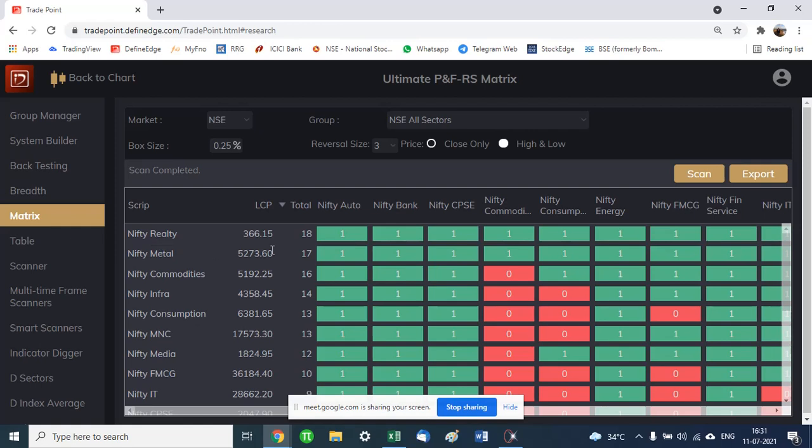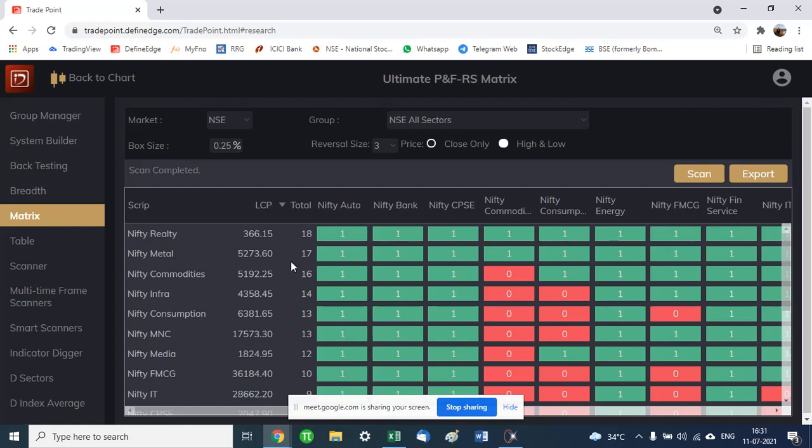So Nifty Realty, if it is stronger than auto, then it will show a 1 over here. If it is weaker than auto, it will show a 0. So we can find that Nifty Realty is scoring 18, which means it is stronger than all the other sectors put together. So it is having the maximum score which is possible, 18. This is the most bullish sector.